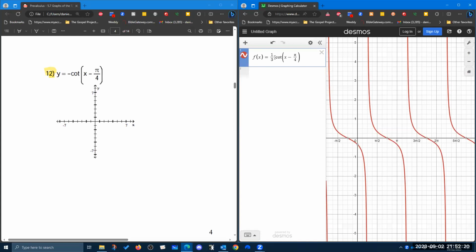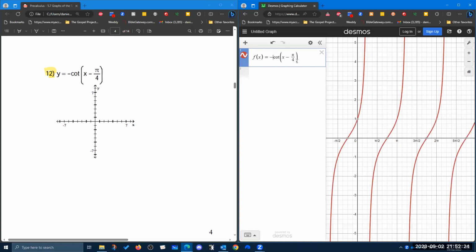All right, let's look at another one, negative cotangent of x minus pi over 4. This is going to be an increasing function instead of a decreasing function. It has the same phase shift of pi over 4. Now we see the zeros are in the same place, but the y values are going in the opposite direction.